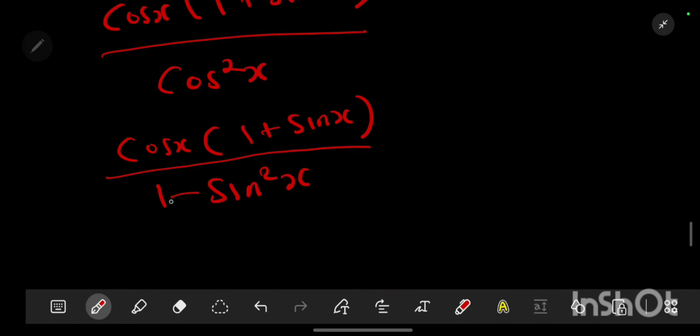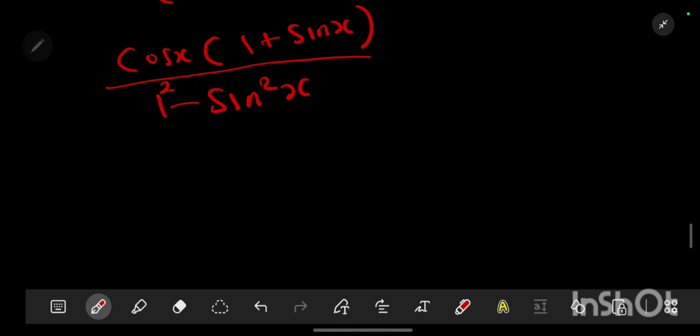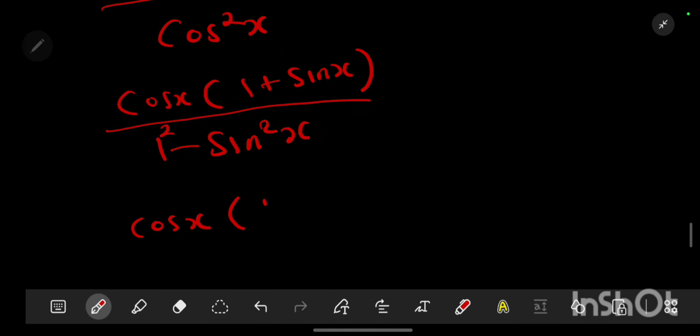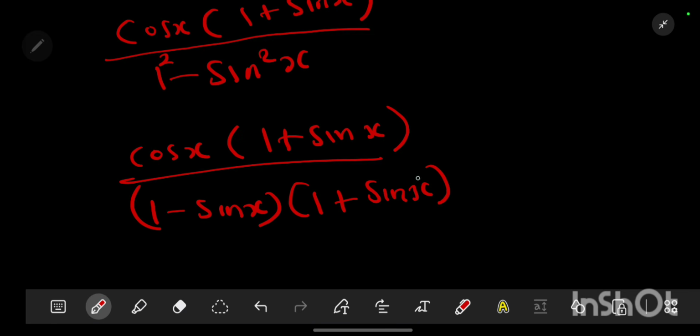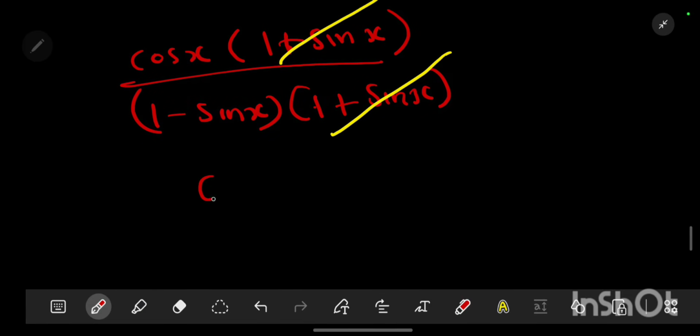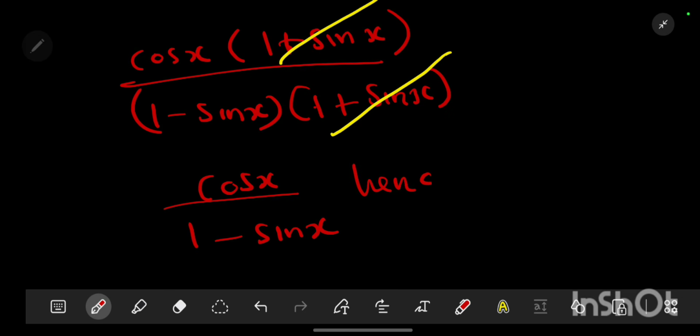So we have the difference of two squares. This gives us cos of x, open brackets, 1 plus the sine of x, over 1 minus sine of x times 1 plus sine of x, that's the difference of two squares. We have already done a similar thing. What you can see is that this and this are common, so they cancel each other. We are going to remain with cos of x over 1 minus the sine of x. So you can say hence shown.